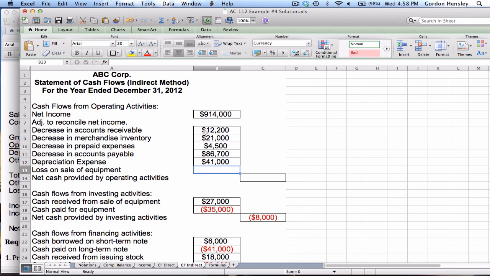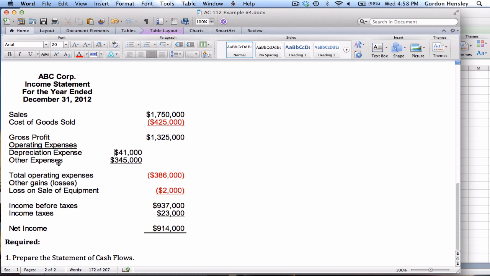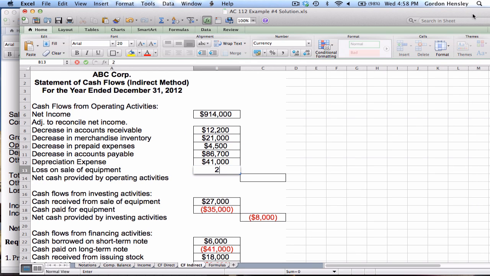And then it says loss on sale of equipment. Also on my statement here, I have a loss on sale of equipment. We lost $2,000. Even though it's a negative here, I'm going to put it just as $2,000 on here. So that gives me all the numbers that I need on this top section for indirect method operating activities.